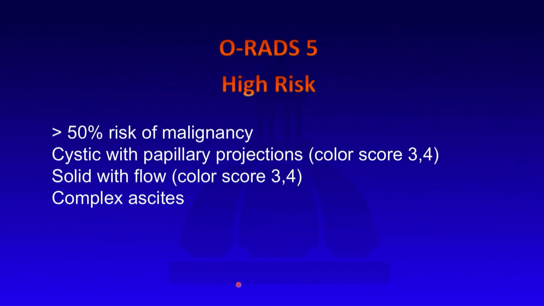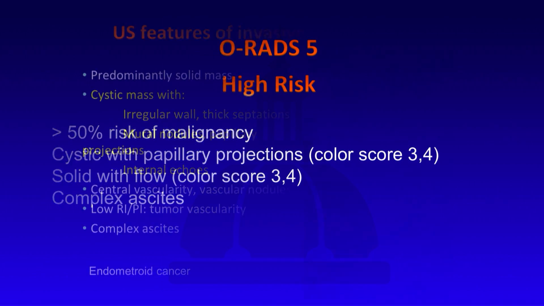Now let's go to the last category, which is O-RADS 5, high-risk patient, more than 50% risk of malignancy. So you're going to have your cystic lesion with mural irregularity or papillary projections, usually increased vascularity in the soft tissue part, but not always. Or it's a solid mass with color flow. Or if you see complex unexplained ascites, then this will fit in that category.